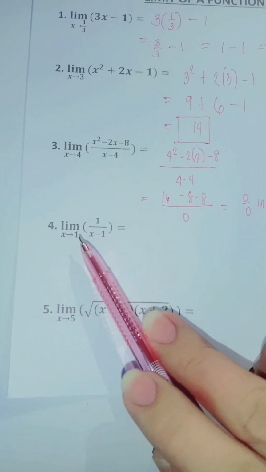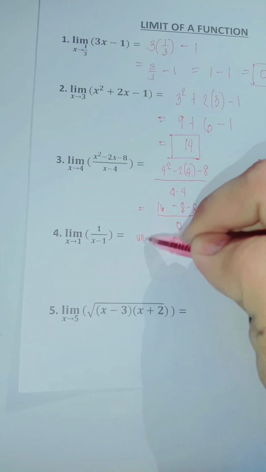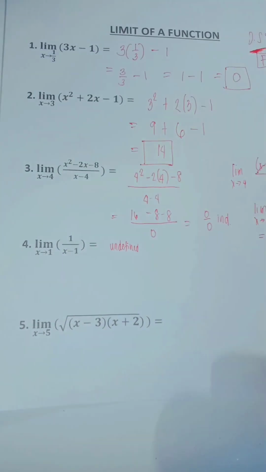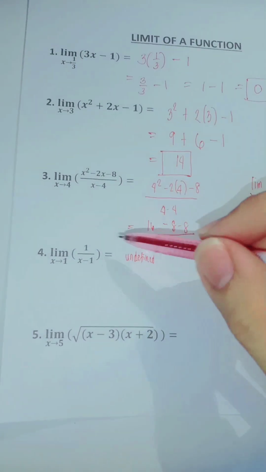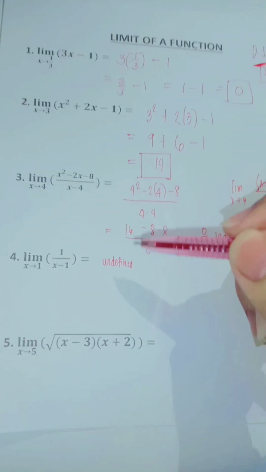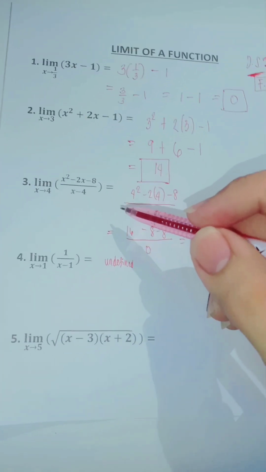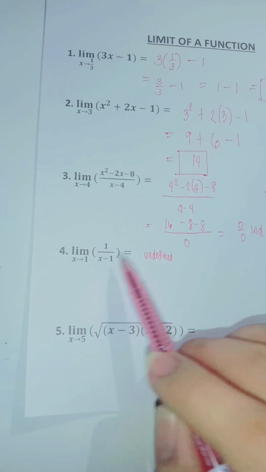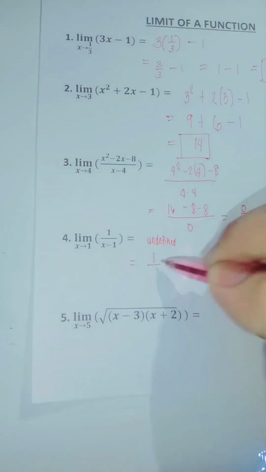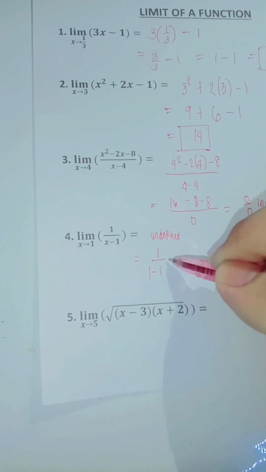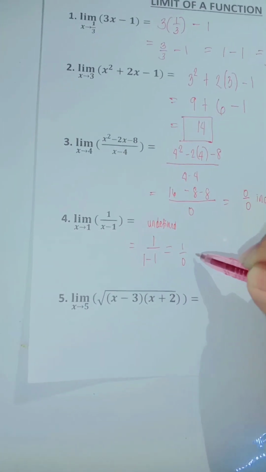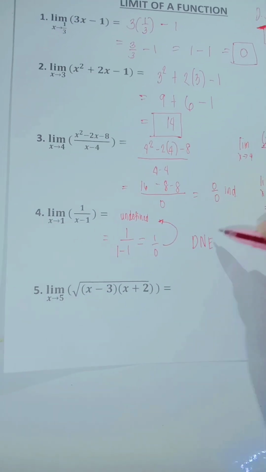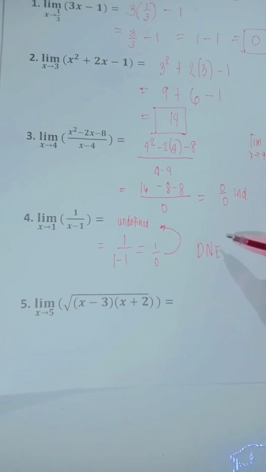So, ito naman, if the answer is undefined, ibig sabihin meron siyang two different limits. Iba yung right-hand limit and iba naman yung left-hand limit. Ito naman yung pag-uusapan natin sa next topic, okay? Which is about infinite limits and limits at infinity. So, yung sagot dito by direct substitution is undefined because by substitution, we will get 1 over 1 minus 1, or that is 1 over 0, or that is undefined. Okay? So limit does not exist in this case. So number 4, limit does not exist.